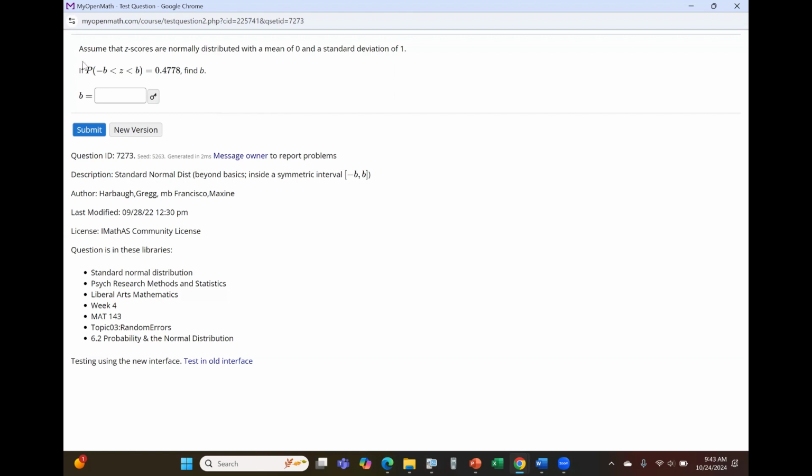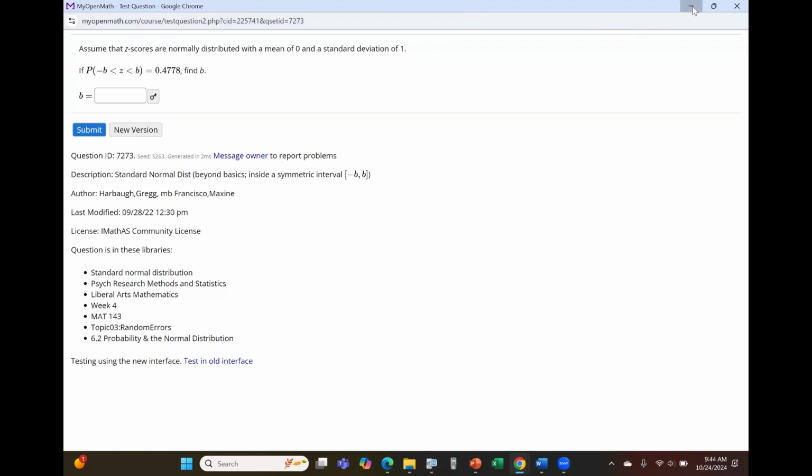Okay, but this one, what's the area outside? So the area between is 0.4778. So 1 minus 0.4778 is the area in the two tails, correct? So half of that is in the left tail and half of it's in the right tail. So in the left tail is 0.4778 plus (1 minus 0.4778) divided by 2. So that's the area to the left, and that will give you B.